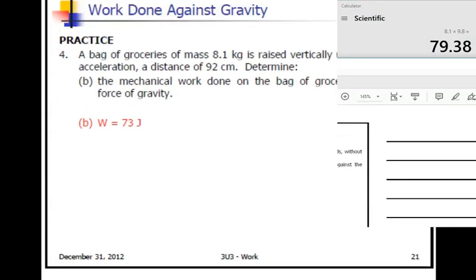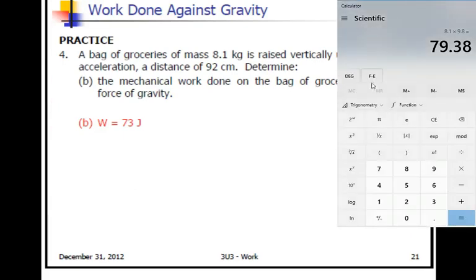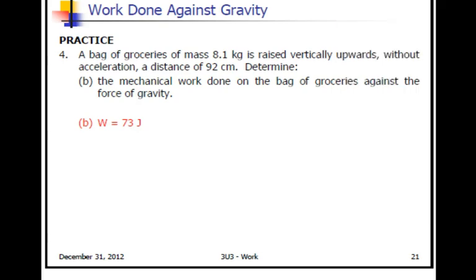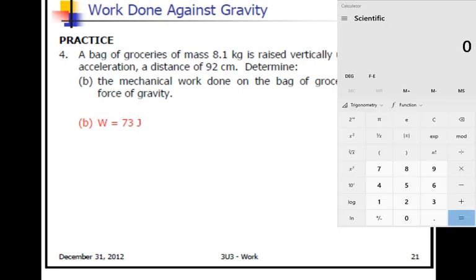The next part of this question says, what's the mechanical work done? I'll turn the calculator off for a quick second so you can read it fully. What is the mechanical work done on the bag of groceries against the force of gravity? Well, here, if we're raising it without acceleration, right? So we'll come up with that calculation again. The 8.1 times the 9.8 is our force, and we're raising it 0.92 meters. So we have 73 joules of work done.